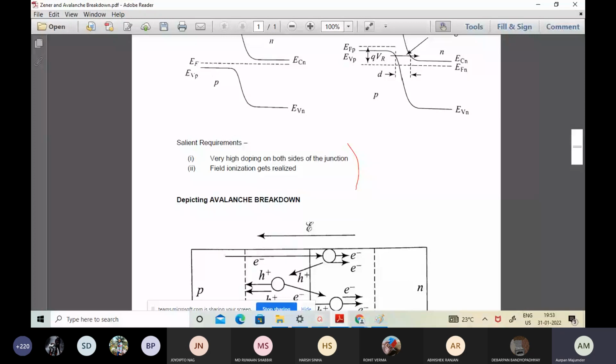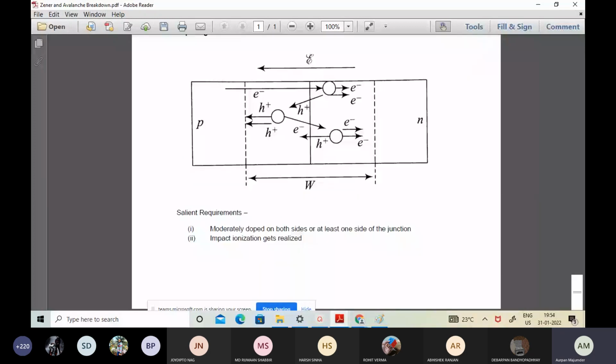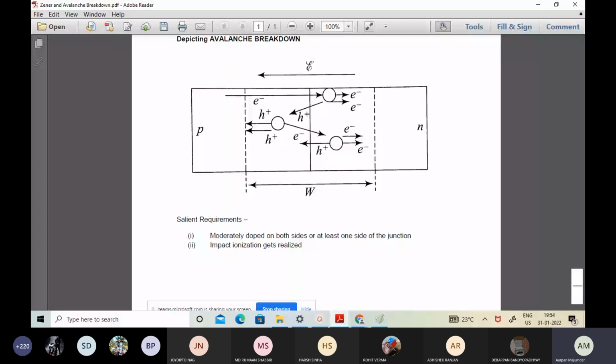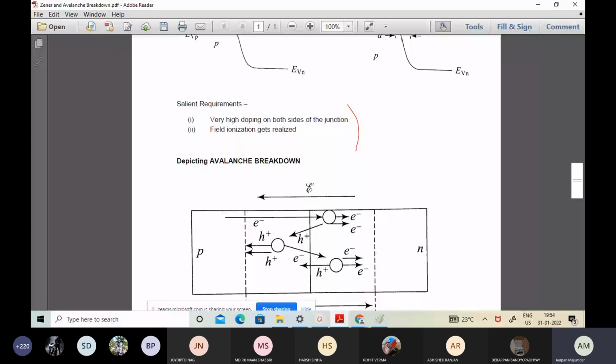However, when we talk about the Zener context, it is either moderately doped for both the sides of the junction, or one side of the junction is low doped or moderately doped and the other side may be very highly doped. I repeat my statement. In the Zener case, both the sides of the junction should be very highly doped. That is an essential requirement.